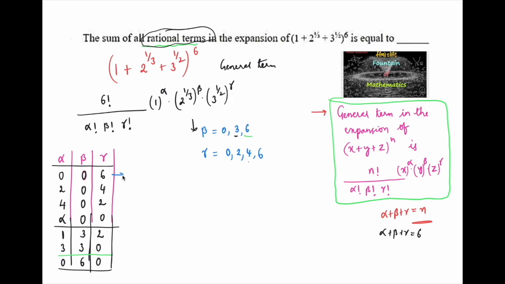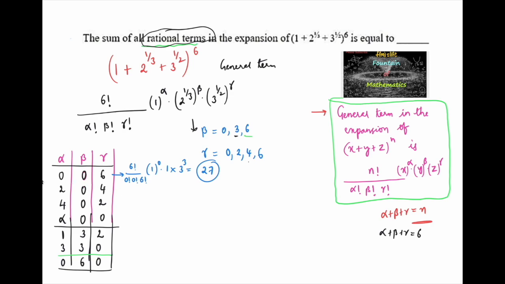So we can write the first term, 6 factorial upon alpha factorial, that is 0 factorial, 0 factorial, 6 factorial, into 1 to the power of alpha, that is 1 power 0, and 2 to the power of 1 by 3 whole power 0 is 1, and 3 power 1 by 2 whole power 6 is nothing but 3 power 3, that is 27. 6 factorial upon 6 factorial is 1, so 27 is the first term.